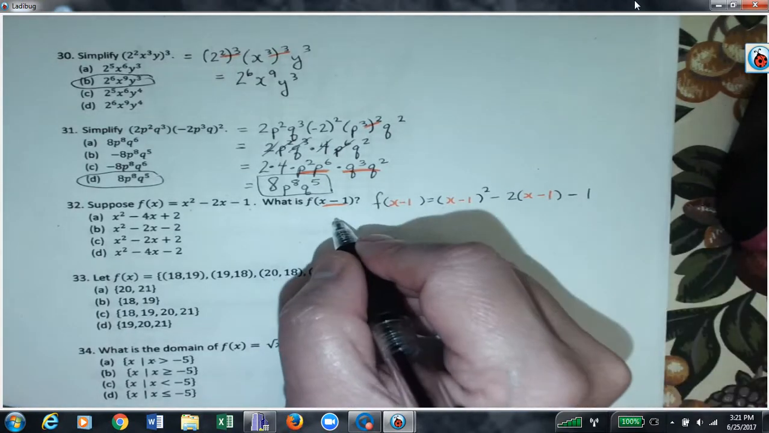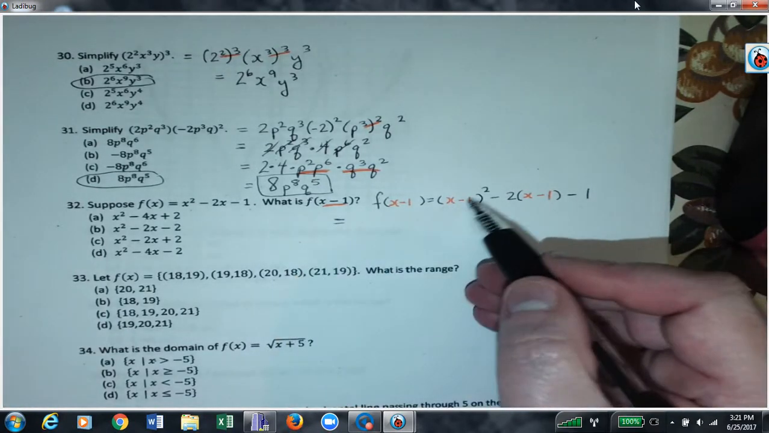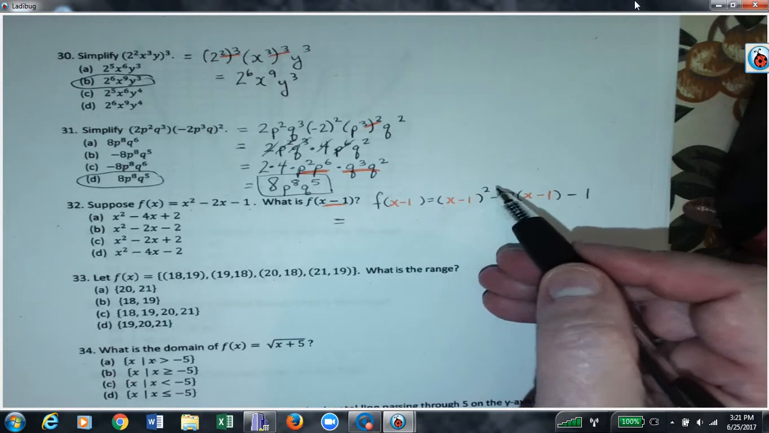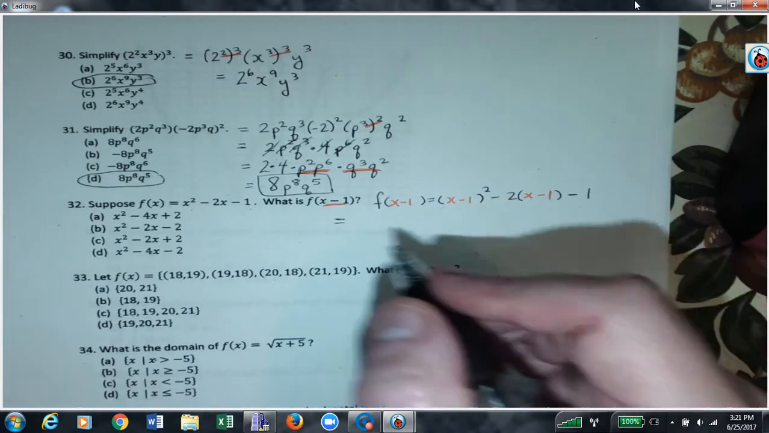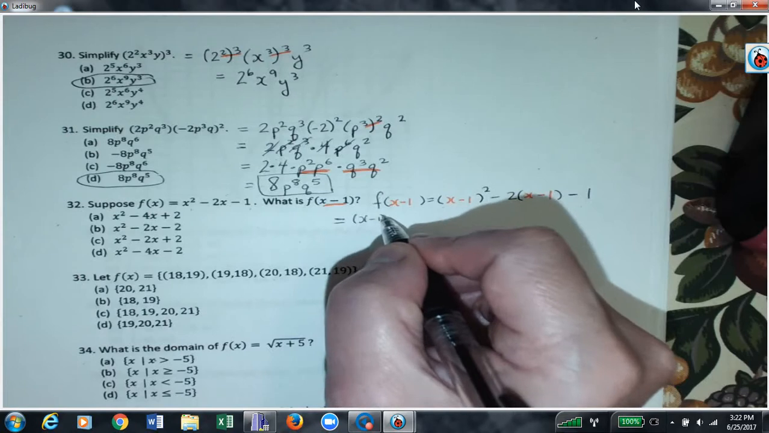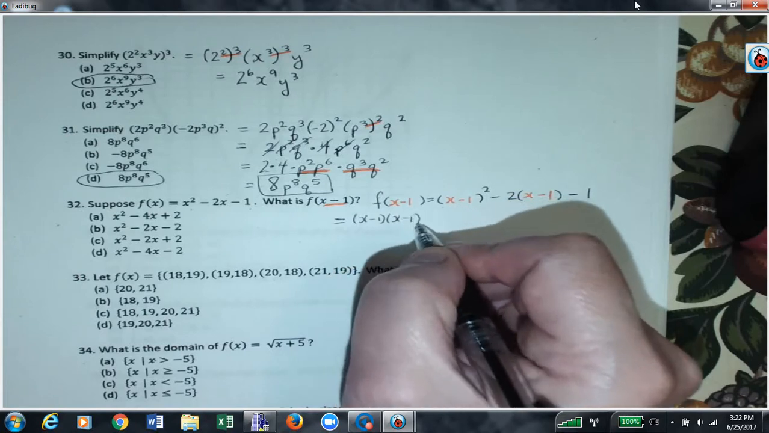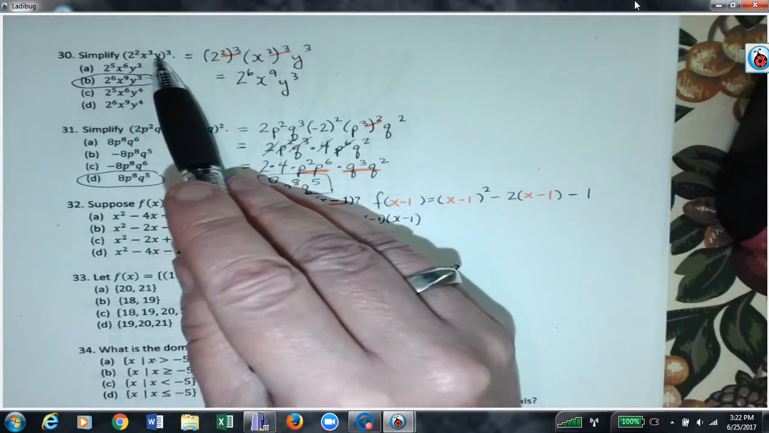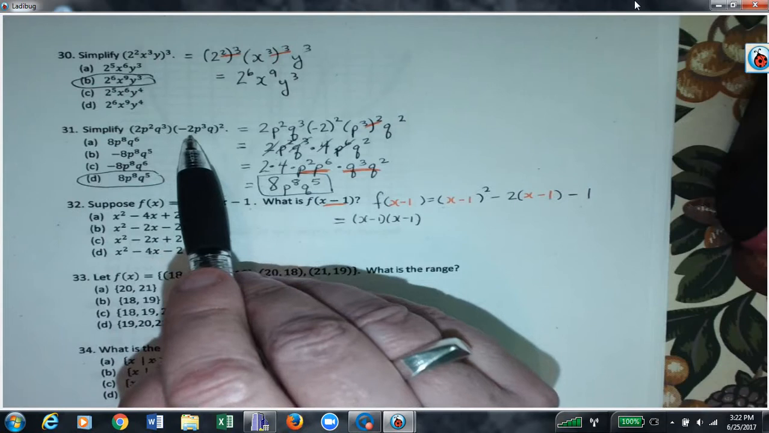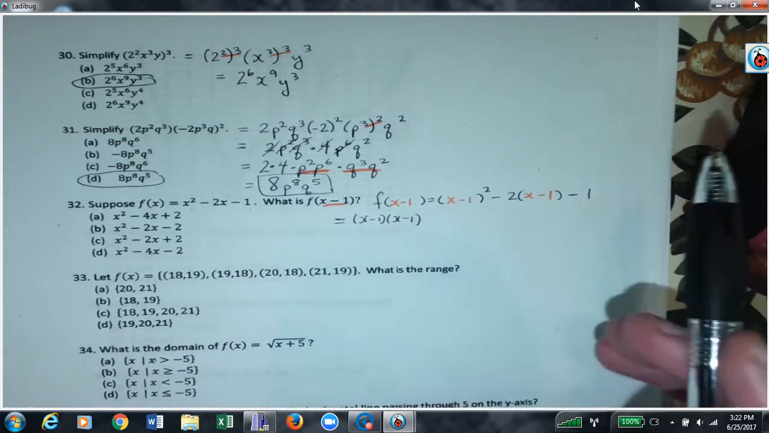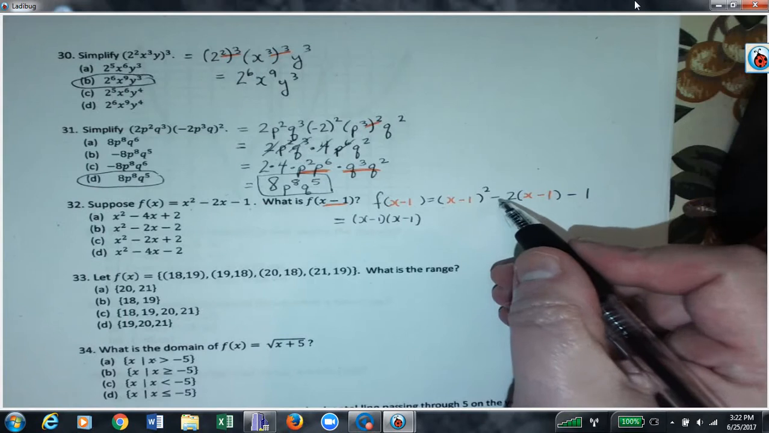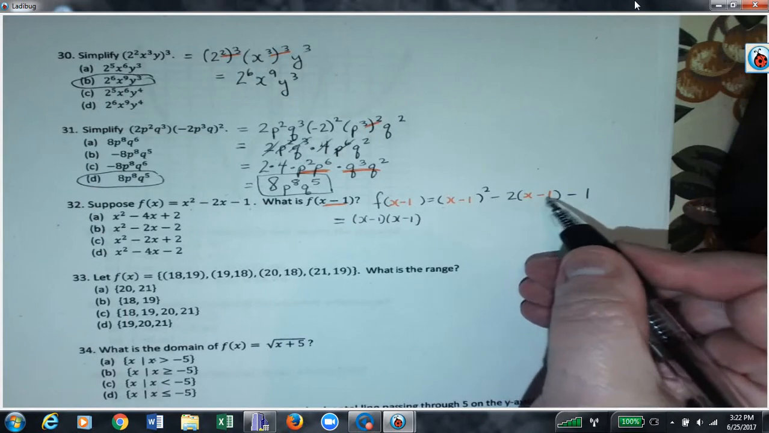So again, this is not x squared minus 1 squared. If you do that, your answer is going to be wrong. This is x minus 1 times itself. The exponent rules only apply if you have products inside these parentheses. We do not have a product inside here. It's a difference. Here, I'm going to distribute the -2 through to everything.